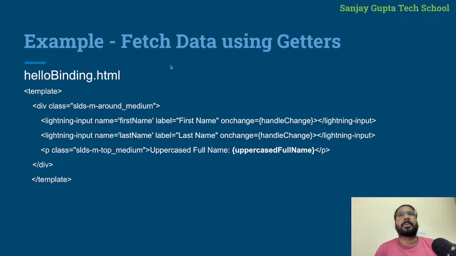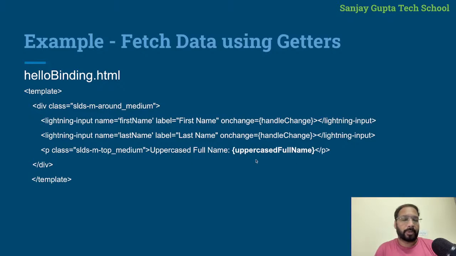So this is another example, where we can fetch data using getters. Here you can see we have a div with two lightning inputs available, first name and last name. Then we have on change, and the function name is the same. At a time we change only one lightning input, right? If you have a form with lots of input boxes, at a time you will be working on one, so that's why one function will work. And here we have a paragraph which will show the uppercase full name.